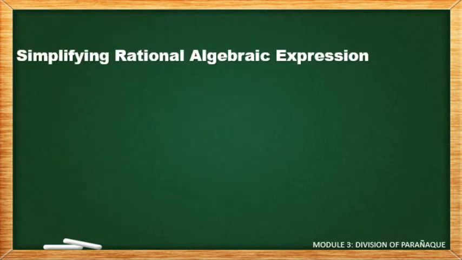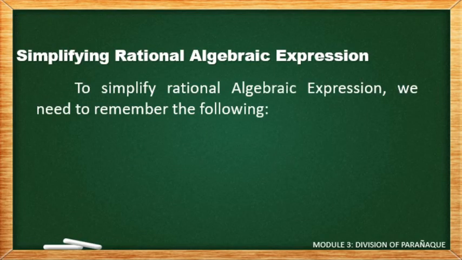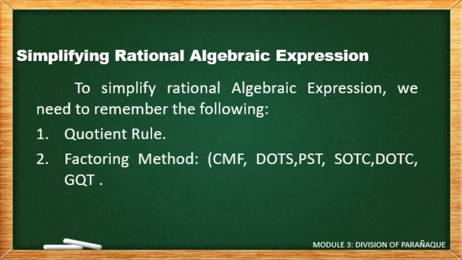So, simplifying rational algebra expressions. To simplify rational algebra expressions, we need to remember the following. First, the quotient rule. Dito sa quotient rule technique na lang kagad ang ituturo ko sa inyo. And next, the factoring methods: the CMF, DOTS, PST, SOTC, DOTC, and GQT. Alamin natin kung ano yung mga acronyms na yan. So it means we need to remember those topics na kung saan diniscuss natin from the start.